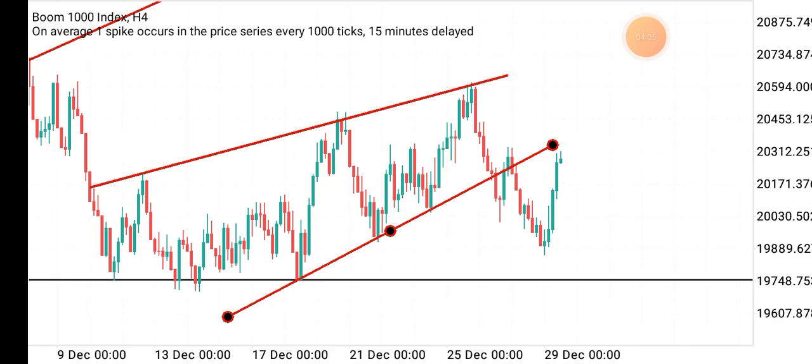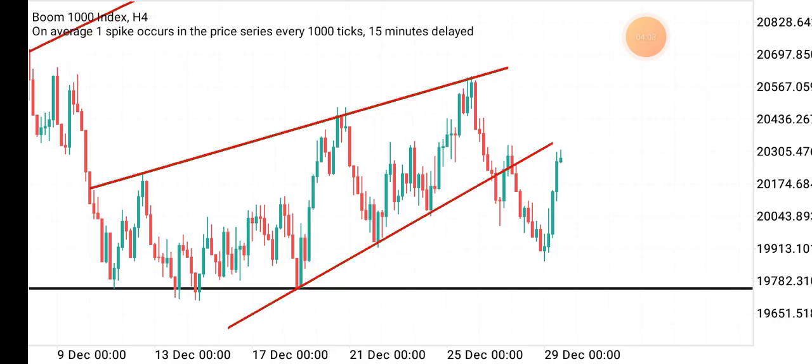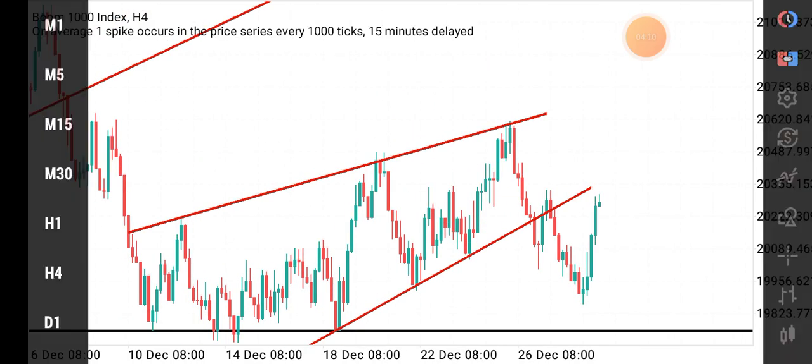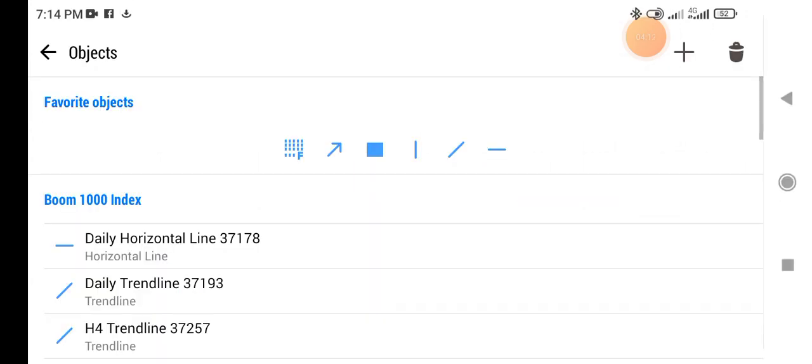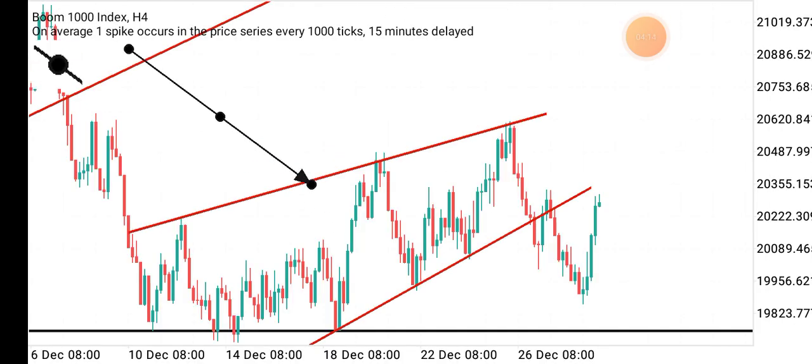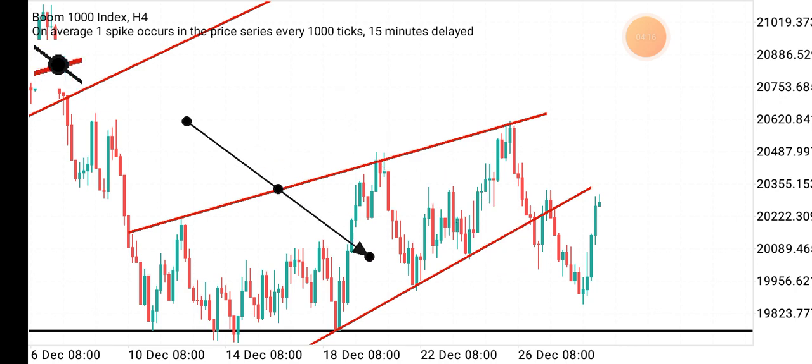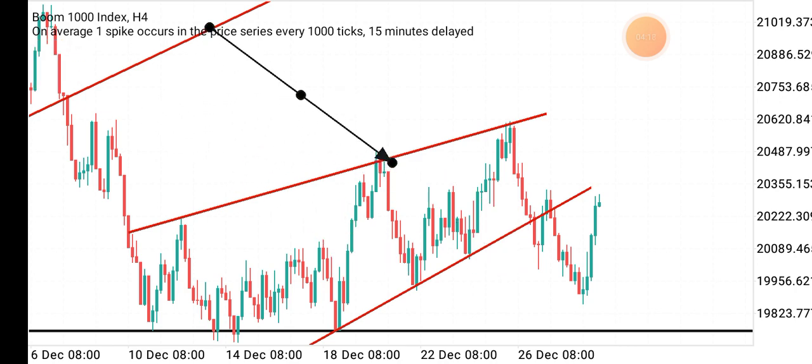So this is the structure I had on this 4-hourly time frame. After seeing this structure, I had to wait for the market to do a breakout and a proper retest. So the market broke out of this trend line, but I also noticed there was a zone here on the horizontal.